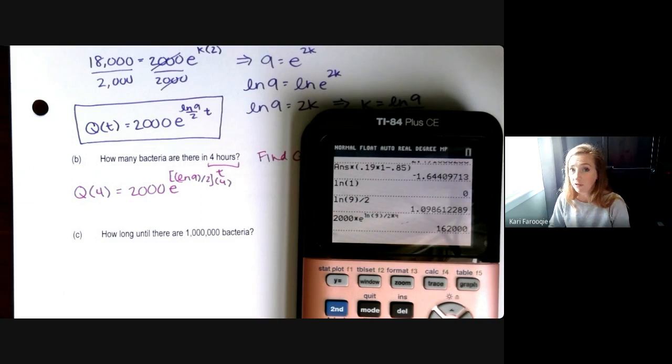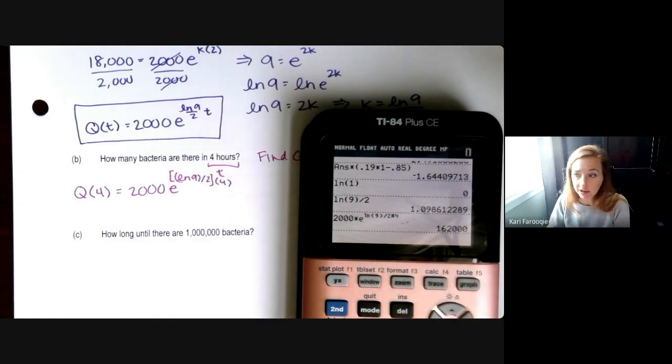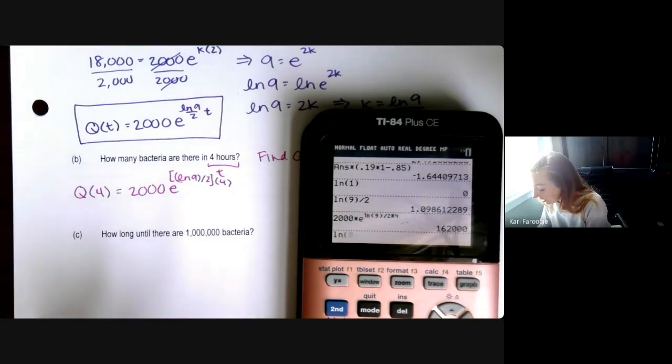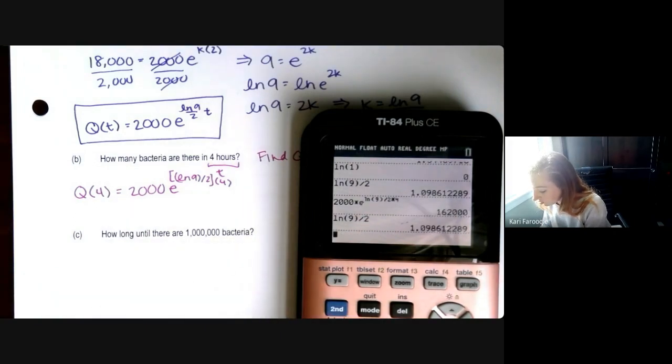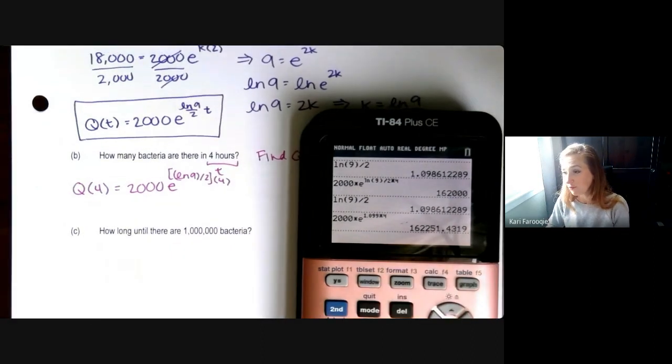162,000. Now, notice that you only got such a nice value because you did not round off your value of k. If you had entered k as some sort of decimal approximation of ln 9 over 2, you would have gotten something close, but it wouldn't be exact. Let me show you. ln 9 divided by 2 is approximately 1.0986. So let's say that instead of using the exact value, you just truncate it. We'll use 1.099, and we'll just multiply that by 4. Well, you get close, but you're off in this case by 251 bacteria.